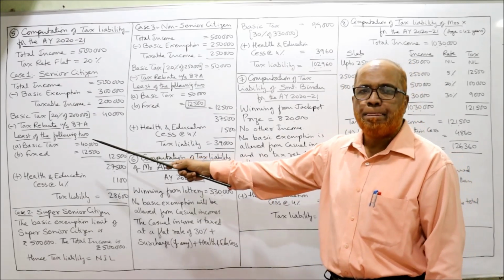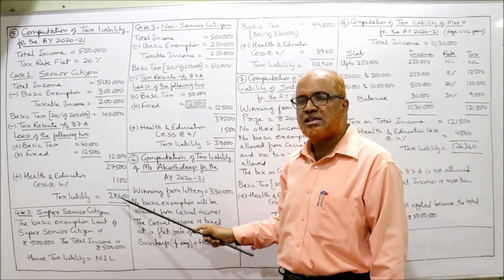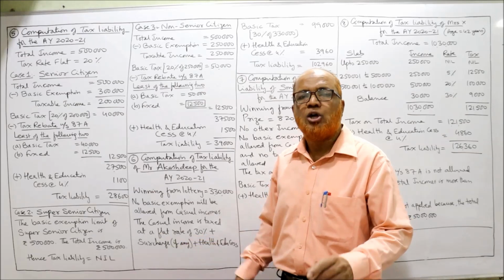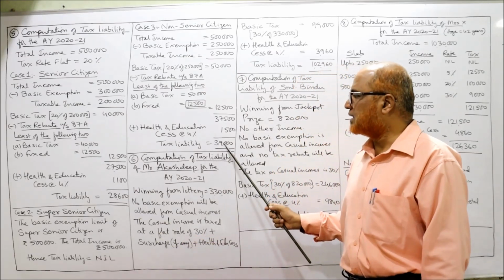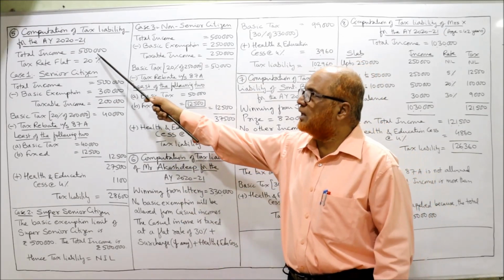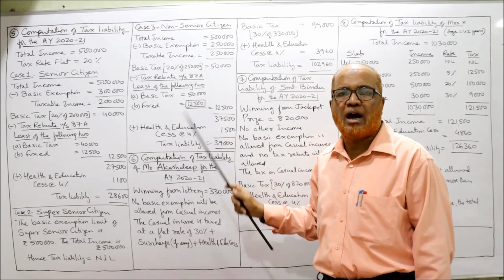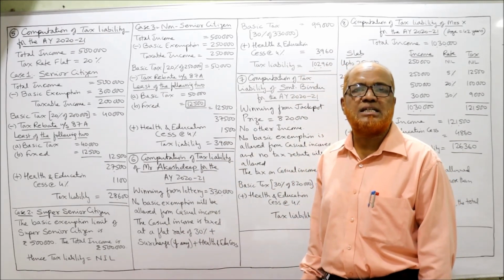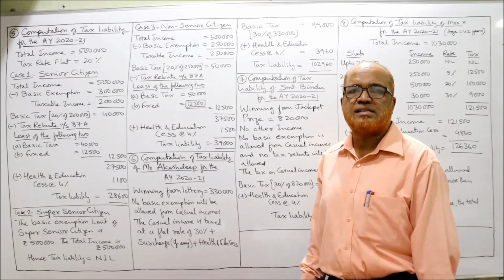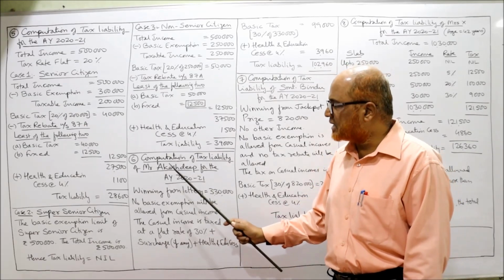So in this problem, for a senior citizen, the tax liability is 28,600. For a super senior citizen, the tax liability is nil. For a non-senior citizen, the tax liability is 39,000. So you can see for the same total income of 5 lakh rupees, we have different tax liability according to the different status: non-senior, senior or super senior. Now next, sixth problem.